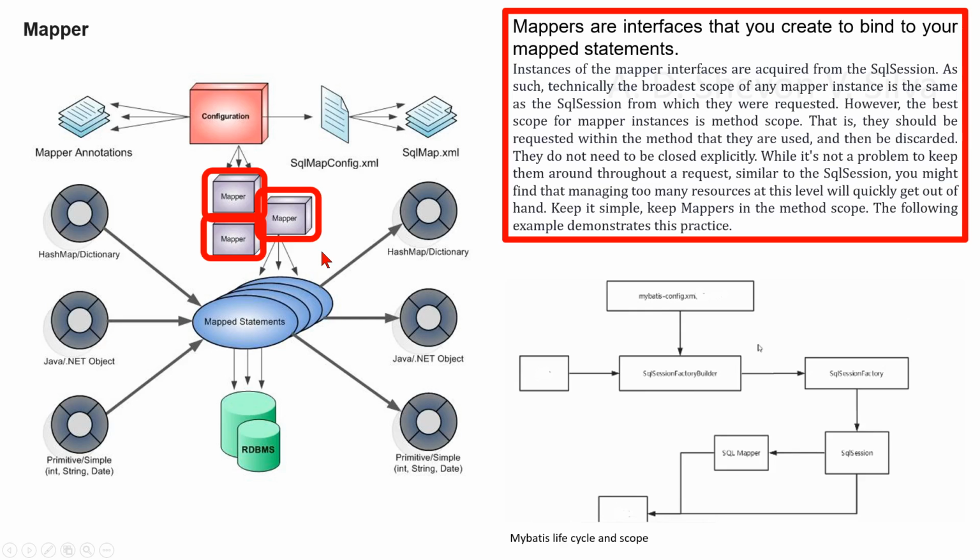As such, technically, the broadest scope of any mapper instance is the same as the SQL session from which they were requested. However, the best scope for mapper instances is method scope. That is, they should be requested within the method that they are used and then be discarded. They do not need to be closed explicitly, while it's not a problem to keep them around throughout the request. Similar to the SQL session, you might find that managing too many resources at this level will quickly get out of hand. Keep it simple, keep mappers in the method scope.